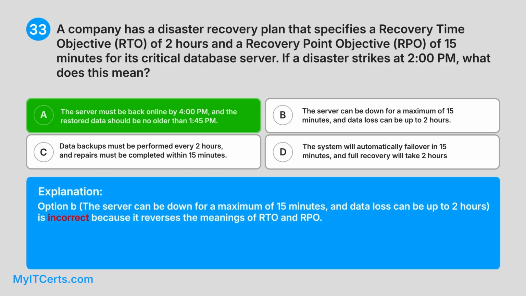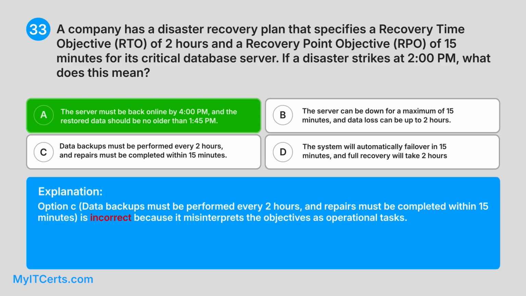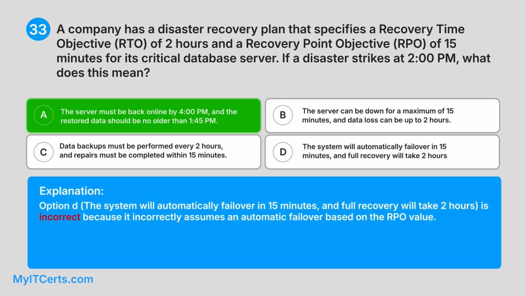Option B, the server can be down for a maximum of 15 minutes, and data loss can be up to 2 hours, is incorrect because it reverses the meanings of RTO and RPO. Option C, data backups must be performed every 2 hours, and repairs must be completed within 15 minutes, is incorrect because it misinterprets the objectives as operational tasks. Option D, the system will automatically fail over in 15 minutes, and full recovery will take 2 hours, is incorrect because it incorrectly assumes an automatic failover based on the RPO value.